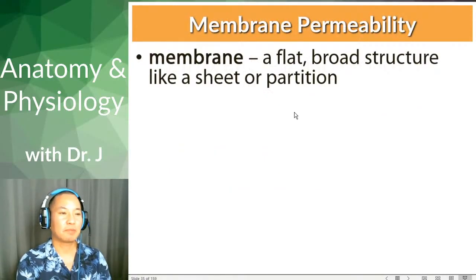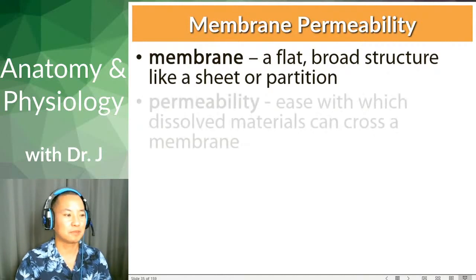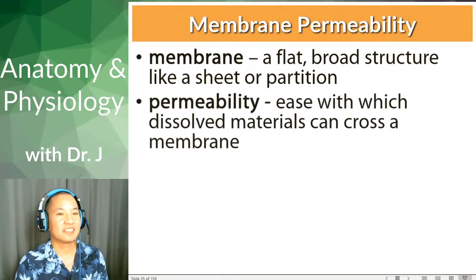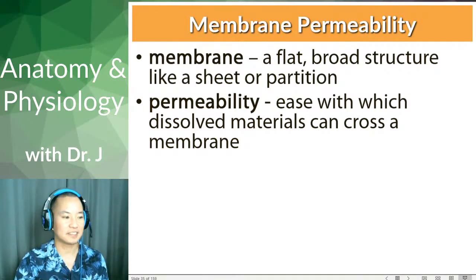So then we have to talk about permeability. This is a big SAT word. So what does permeable mean? Basically, it's the ease with which something can pass through something. So basically how porous it is, how easily something can cross from one side of a membrane to the other side of the membrane. This is permeability.